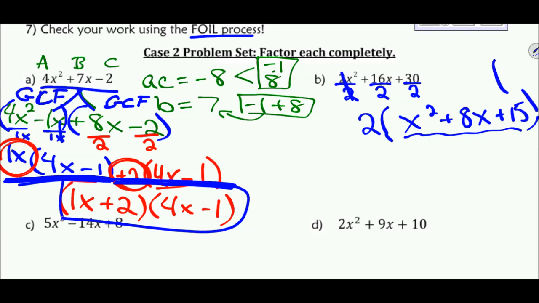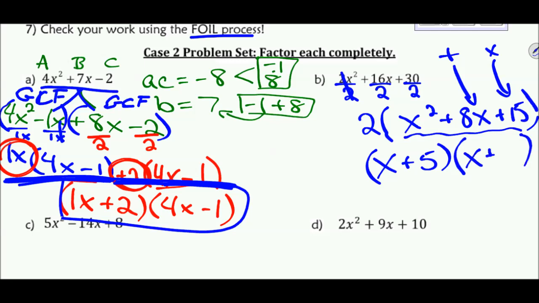How can I multiply to get to that, and add to get to this? What 2 numbers can I use? Multiply to 15 and add to 7. What can I multiply? Yeah, 3 and 5 multiply to be that. They multiply to give me 15, and they add to be 8.